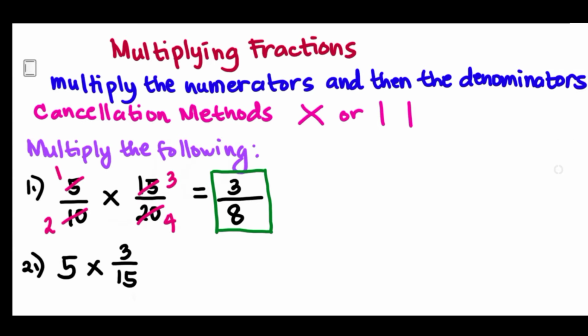Okay, let's have the number 2 example. So, 5 times 3/15. Kung mapapansin natin, si 5 ay whole number. So, paano po natin yan i-multiply? Ganito po gagawin natin. Si 5, lalagyan po natin siya ng over 1. Kasi 5 divided by 1 is also 5. So, okay lang yan. And then times 3/15.